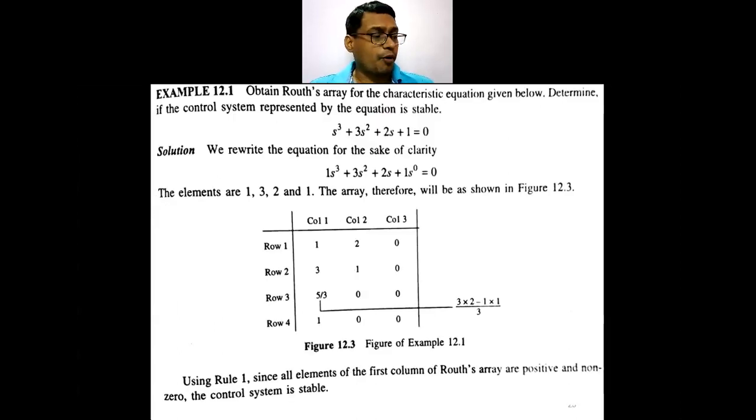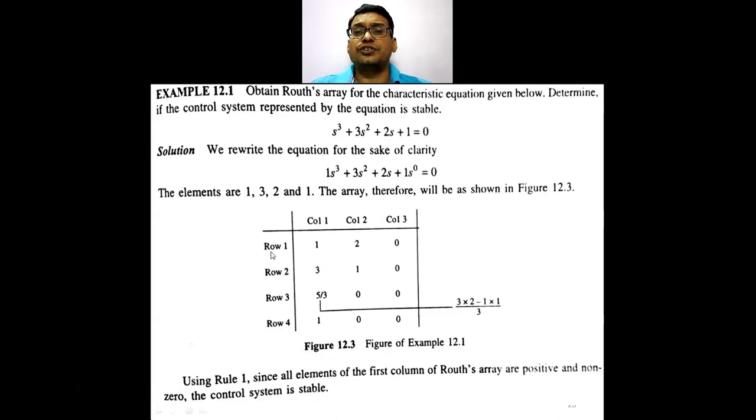Now let us solve simple problems associated with this, such simple problems can also be asked in examinations, objective type. Obtain the Routh array for the characteristic equation given below. Determine if the control system represented by the equation is stable or unstable. The characteristic equation is s cube plus 3s square plus 2s plus 1 equals 0. Rewriting this, I can write 1s cube plus 3s square plus 2s plus 1s raised to 0, which is equal to 0.